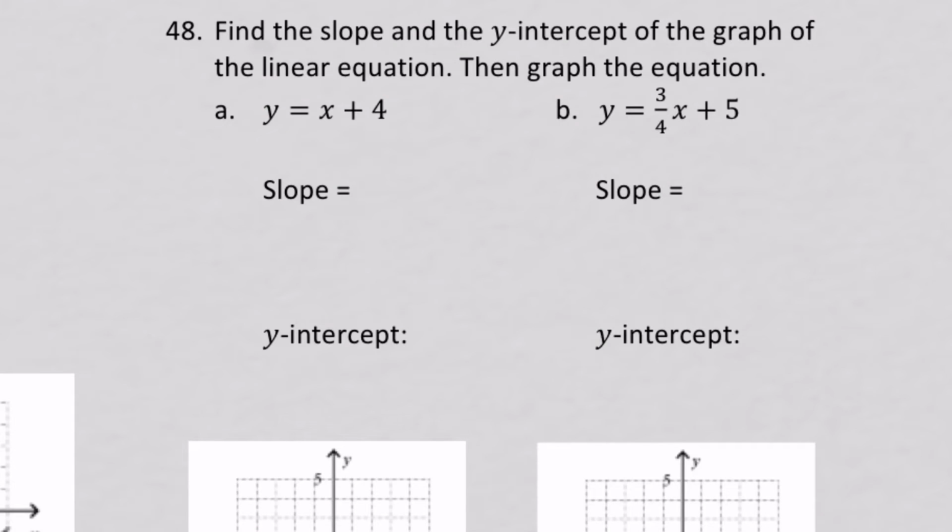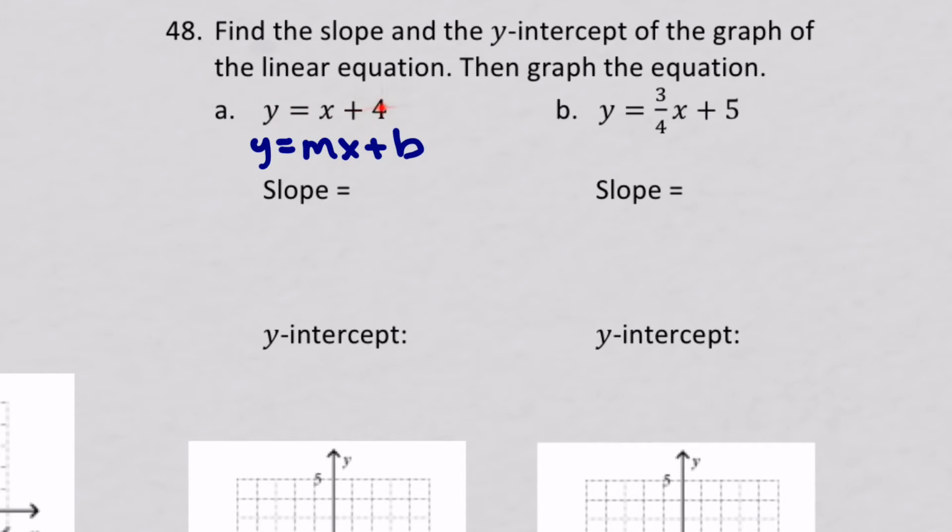Okay, 48 says find the slope and the y-intercept of the graph of the linear equation, then graph the equation. Both of these are in slope-intercept form, so I'm going to start by writing the general form, y equals mx plus b, something all of you are familiar with. In slope-intercept form, the m represents the slope, and the b represents the y-intercept, where it crosses the y-axis. To find the slope, you just look at the x term, and whatever the coefficient is, the number in front of it, is the slope.